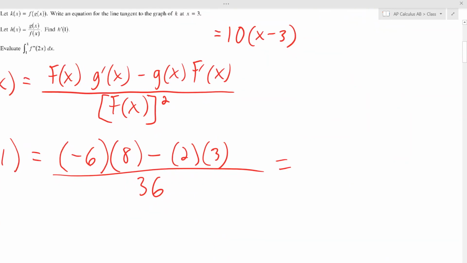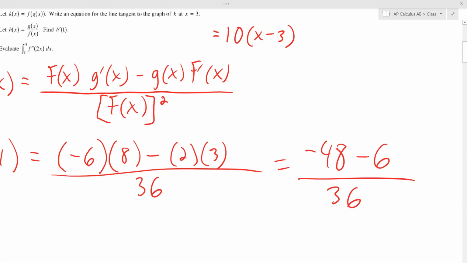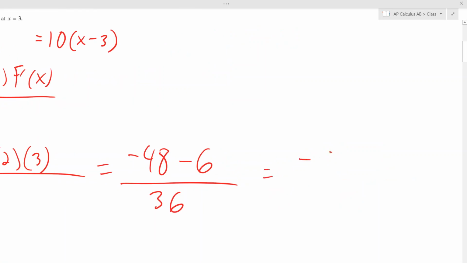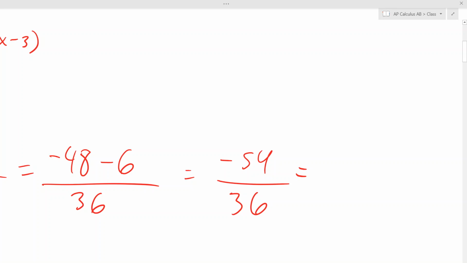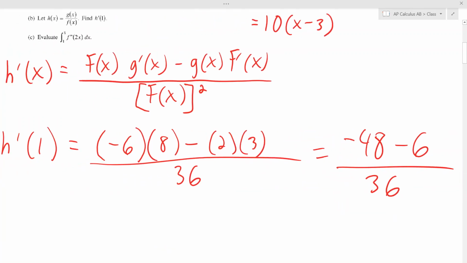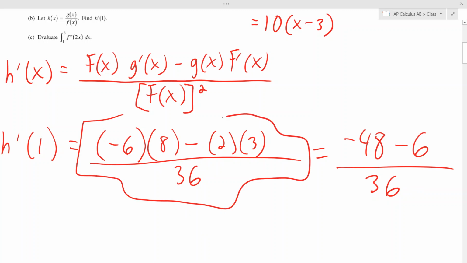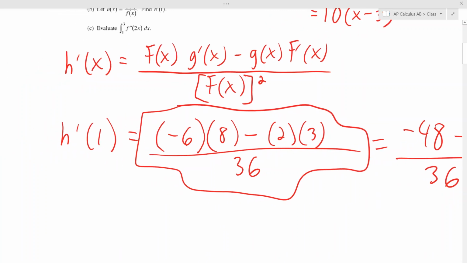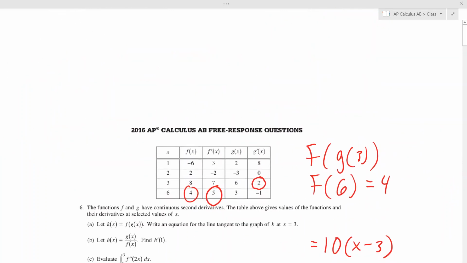Okay? I'll simplify it because it makes me feel good. That's negative 48 minus 6 over 36, which is negative 54 over 36, which you can cancel 18 out of, right? Is that 3 halves? Negative 3 halves. There you go. But again, you can leave the answer just like this, as long as it's all multiplication, addition, subtraction, division, just arithmetic.